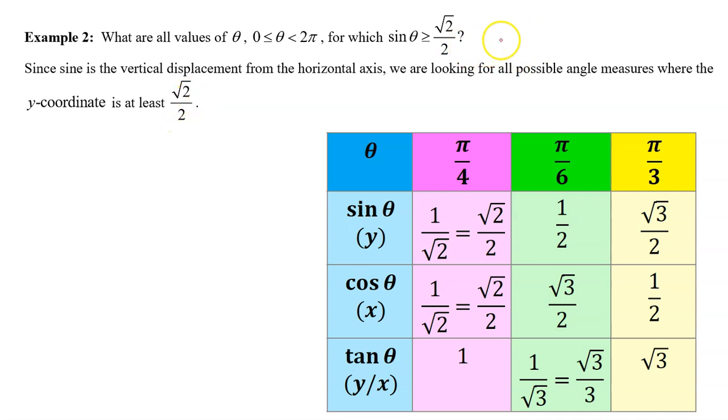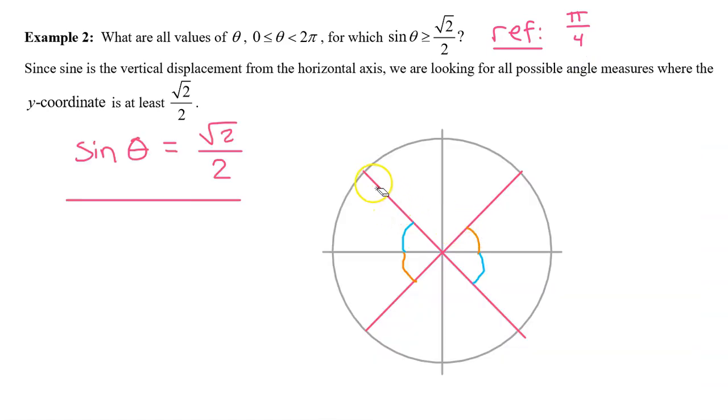We can find the reference angle by asking ourselves the sine of what angle is equal to radical 2 over 2. We have memorized that the sine of pi over 4 is radical 2 over 2. So pi over 4 is the reference angle. The reference angle is the angle between the terminal side and the x-axis. On the interval from 0 to 2 pi, here are the 4 angles with a reference angle of pi over 4. Eventually, we need to find where sine theta is greater than or equal to radical 2 over 2.